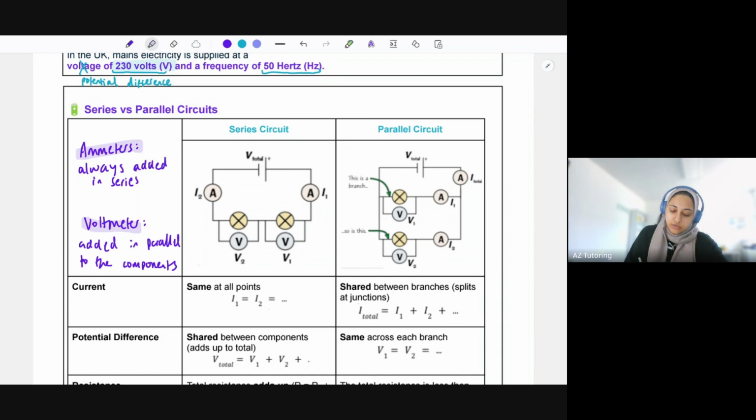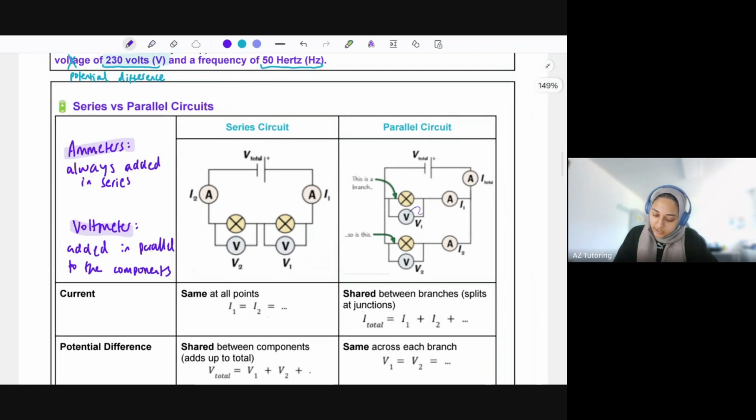Okay, so just keep them two in mind. It's quite a common exam question to say, put in an ammeter or a voltmeter, and you have to put it in correctly. So you can see here in the parallel circuit, we've got the voltmeter in parallel to the component, the lamp. Again, you always put it in parallel. The ammeter's in the actual branch.